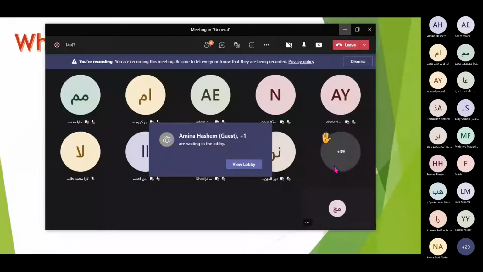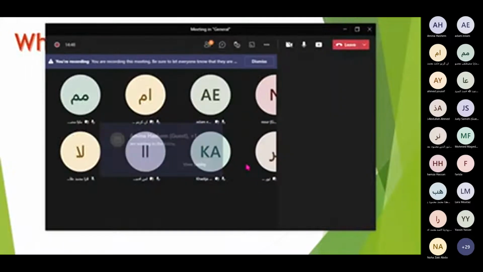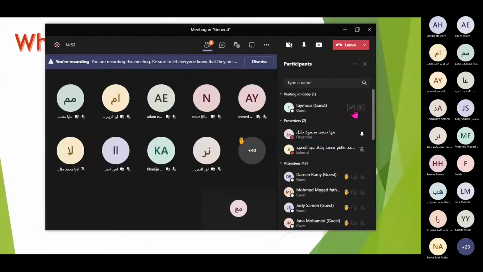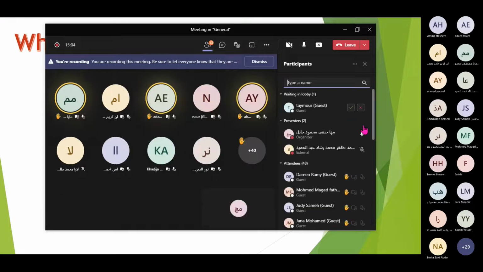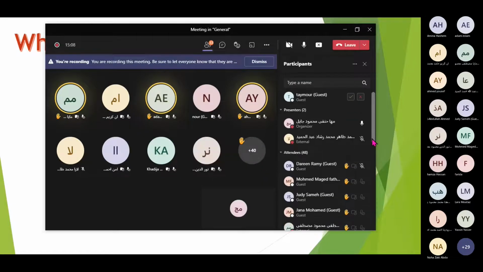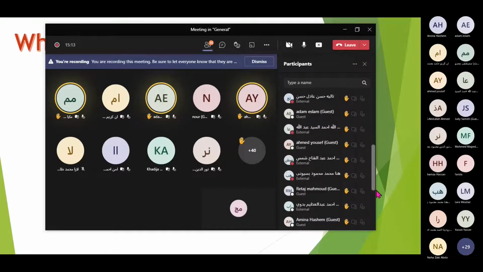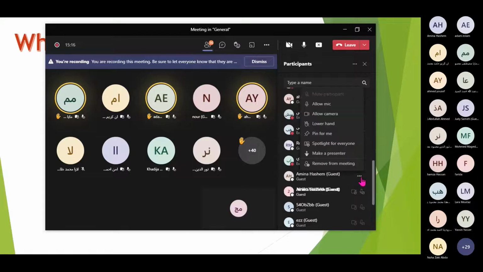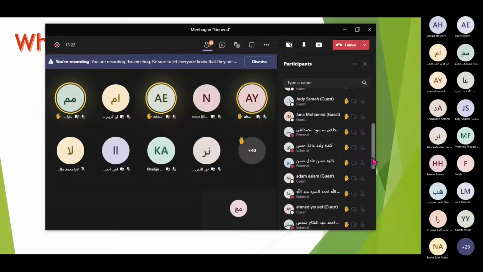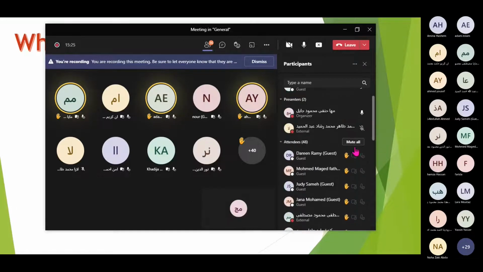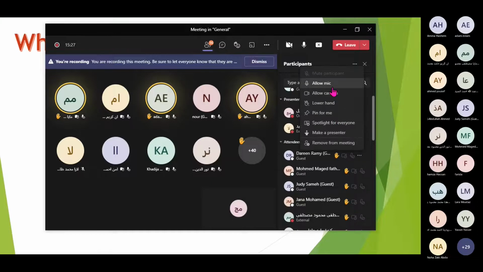So now I want to see some of our friends to participate. Okay, here we have the participants. Where is Amina? Can you join me? And also your friend Dareen, okay?